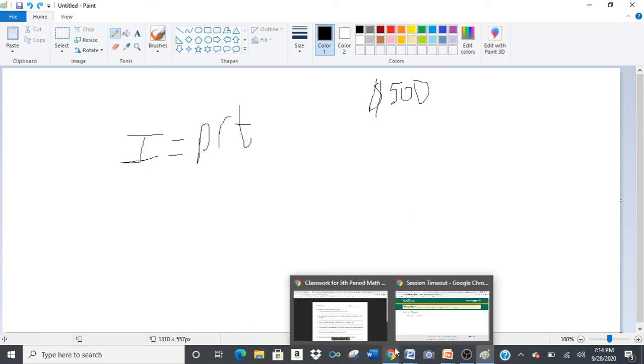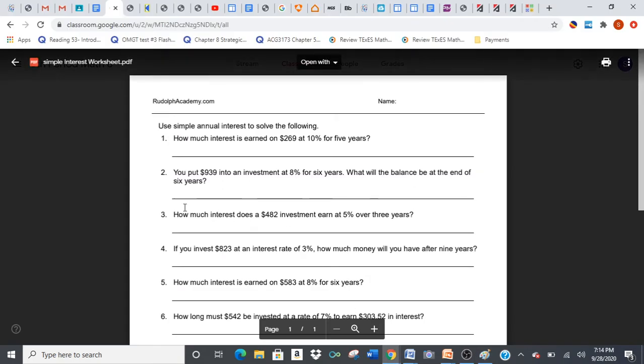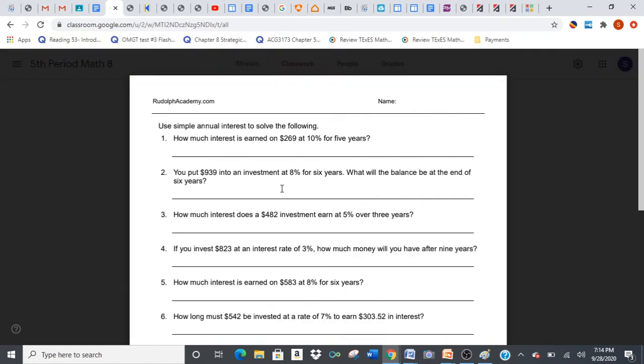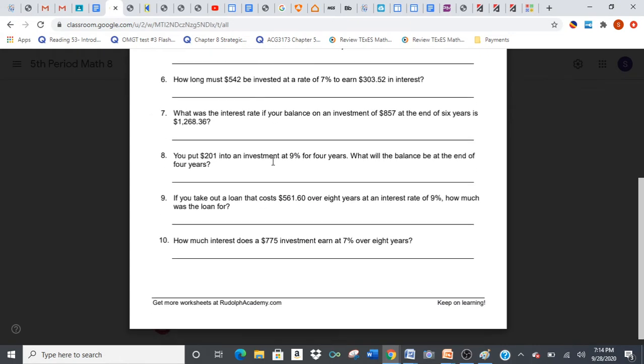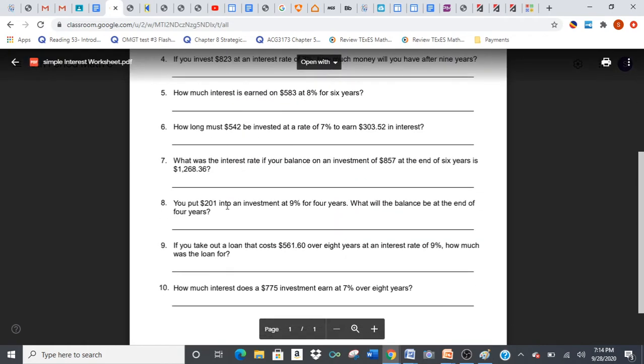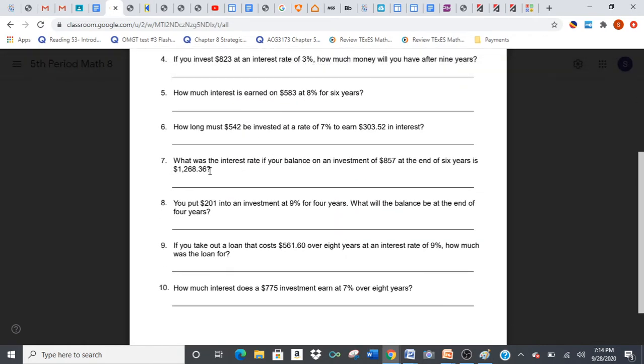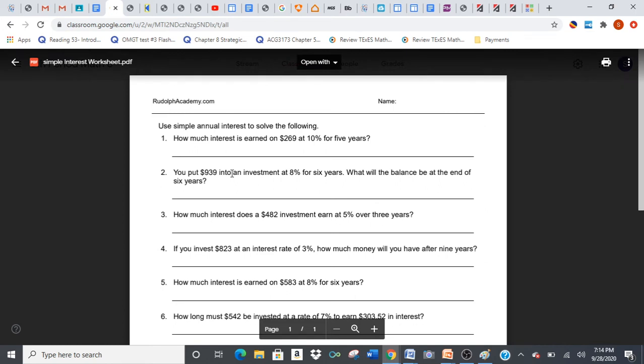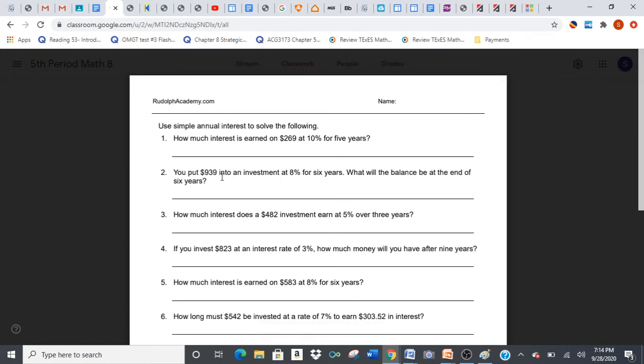So anyway, moving on to the worksheet. So number one, how much interest is earned on $269 at 10% for 5 years? So probably about roughly 90% of the time, the biggest number is your principal. Notice it said 90, not 100, because sometimes there are some where the biggest number isn't, like number 7. And I'll explain that in just a second.